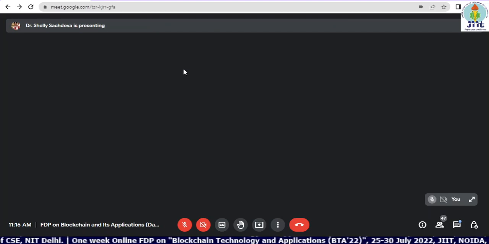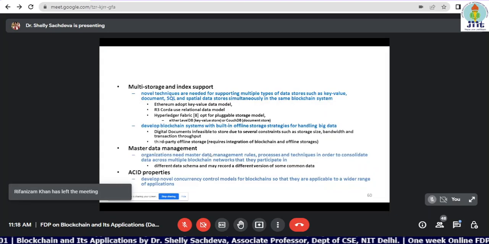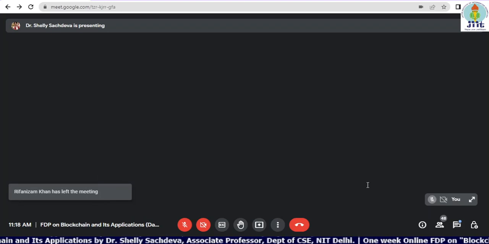Under master data management, organizations need master data management rules, processes, and techniques in order to consolidate the data from multiple blockchain networks. For example, an organization may have a blockchain 1 for one purpose, a blockchain 2 for a different purpose, and a blockchain 3 for another purpose. For supply chain management, it has a different one. For keeping the employees' data, it has a different blockchain. And the production line may have a different blockchain, right? That is why master data management rules are needed in order to consolidate the data that are being saved onto the multiple blockchain networks.